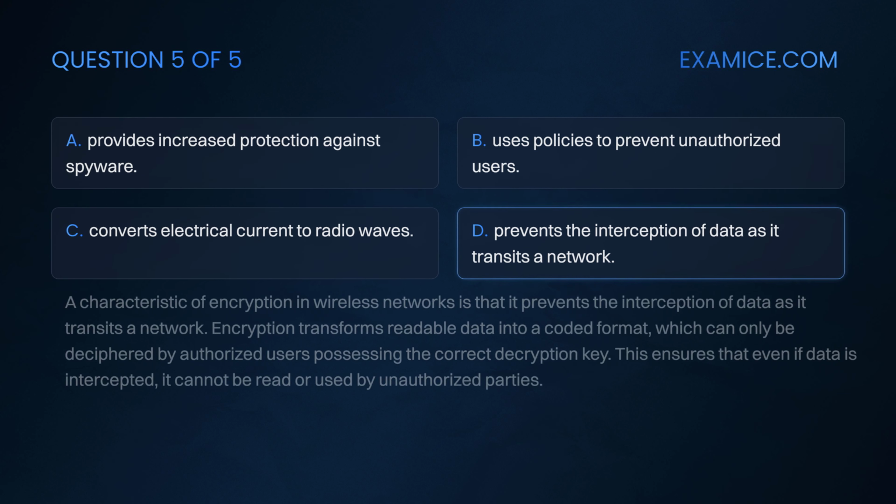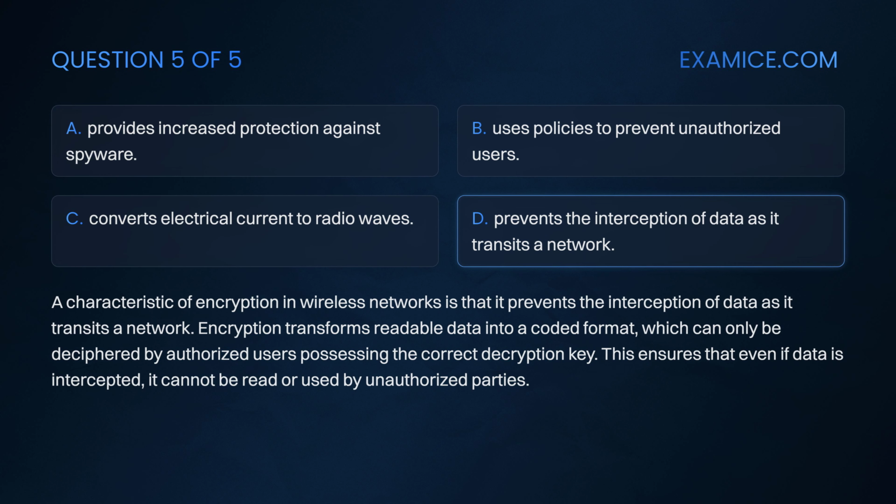A characteristic of encryption in wireless networks is that it prevents the interception of data as it transits a network. Encryption transforms readable data into a coded format, which can only be deciphered by authorized users possessing the correct decryption key. This ensures that even if data is intercepted, it cannot be read or used by unauthorized parties.